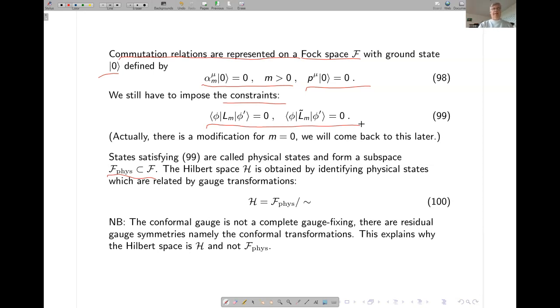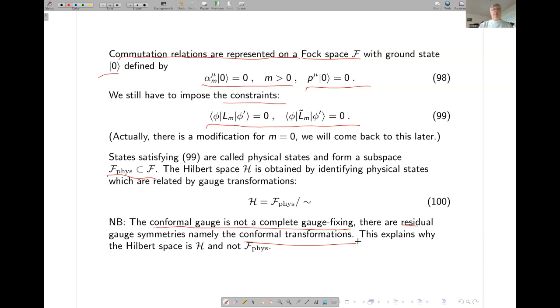There's some more fine print to this, which we will analyze in detail in coming lectures. But this is not the end of the story, because we have also seen that the conformal gauge is not a complete gauge fixing. And therefore, there are residual gauge symmetries which correspond to conformal transformations. We will see more explicitly in future lectures how conformal transformations act on states and map states to other states.